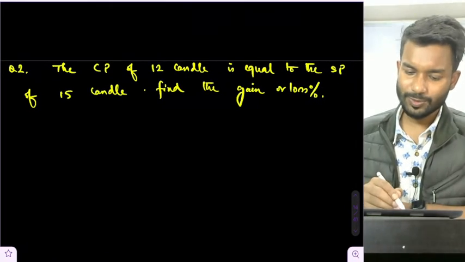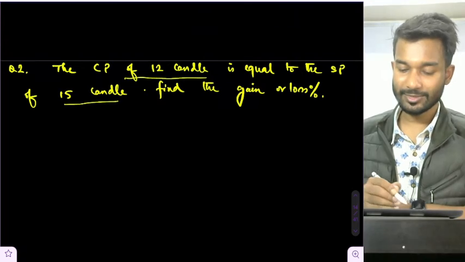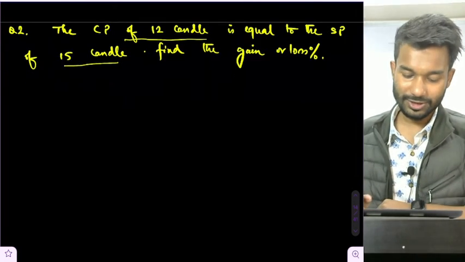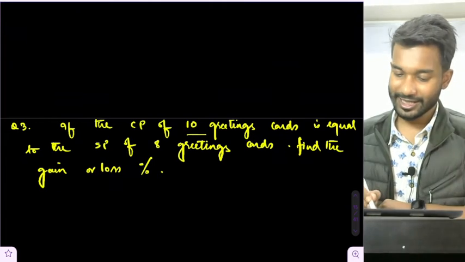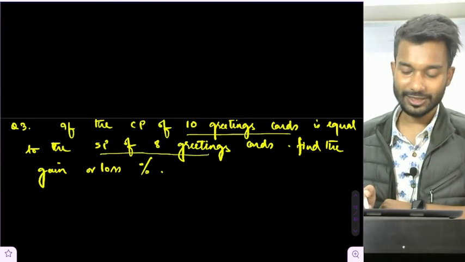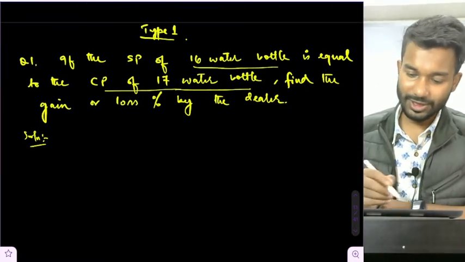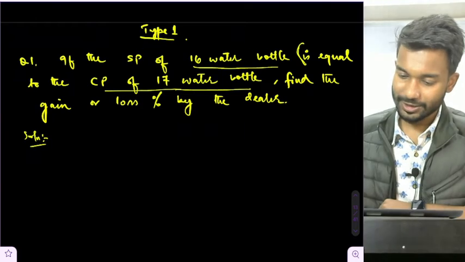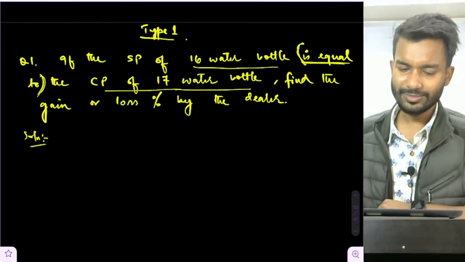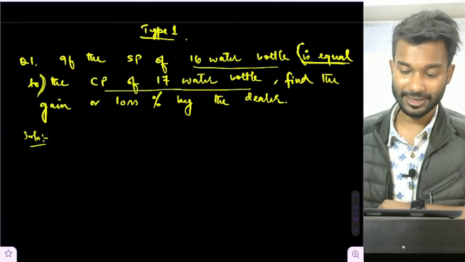You see, the cost price of 12 candles is equal to the selling price of 15 candles. Find the gain or loss percent. Third question also same type. Cost price of 10 greeting cards is equal to selling price of 15 greeting cards. So in all the questions, this part is common: is equal to. So what do you do? Replace it with the help of equal, symbolically you replace it.